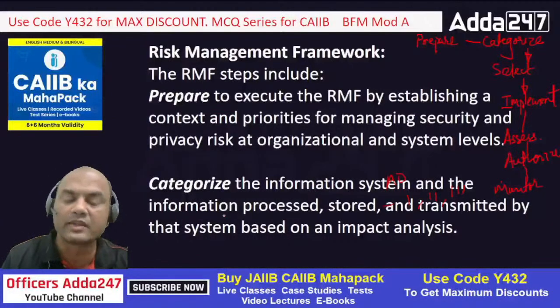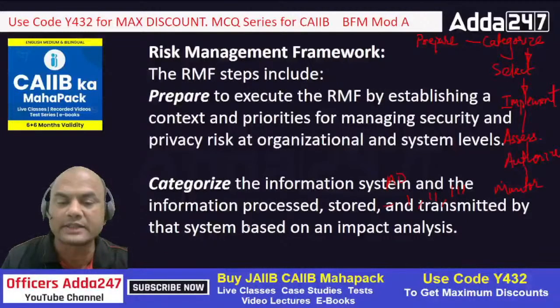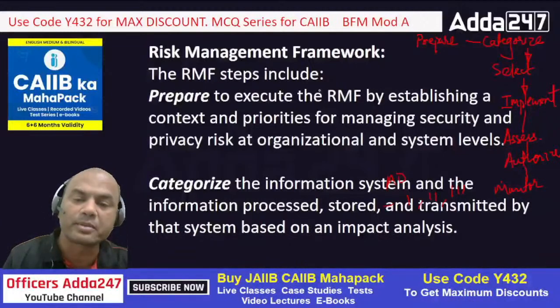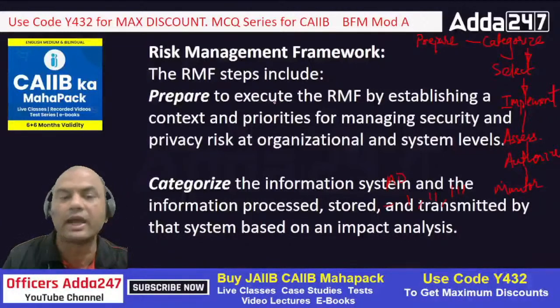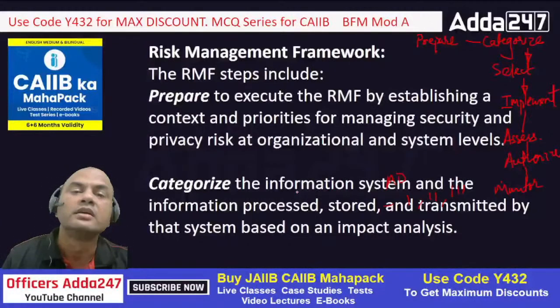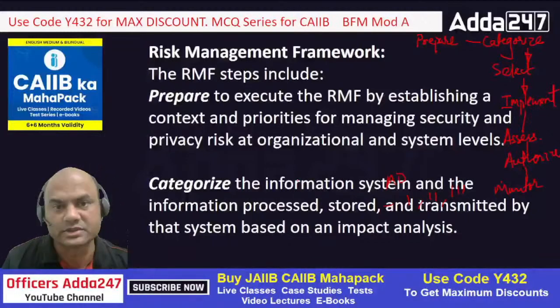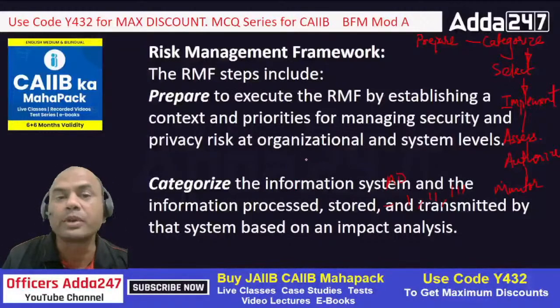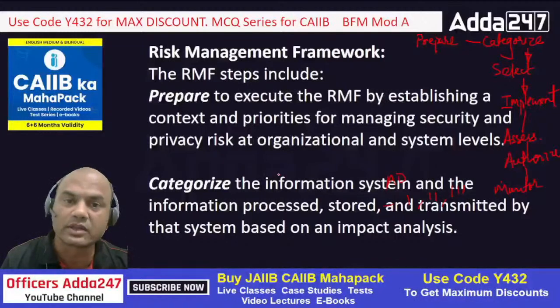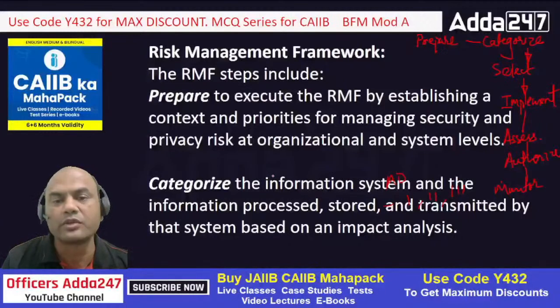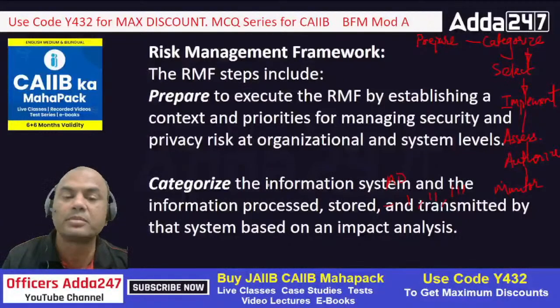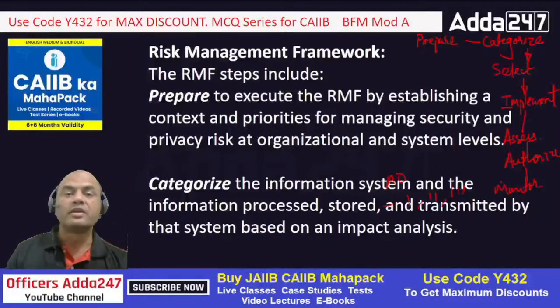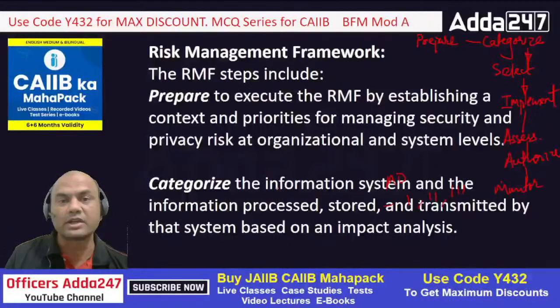Categorize the information systems and the information processed, stored and transmitted by that system based on impact analysis. Whenever I prepare this framework, I have to act on it, and while acting on it, I'll categorize the different types of risks. How do I categorize them? The logic is very simple. Whichever will hurt me first should be categorized as a priority risk. For example, in any organization, reputational risk is considered the priority risk. Why? Because just a single news item in any newspaper or even any portal now can hamper your business. So categorization means we have to decide which I have to target first and which I have to target last.